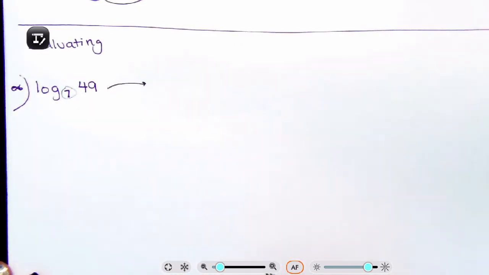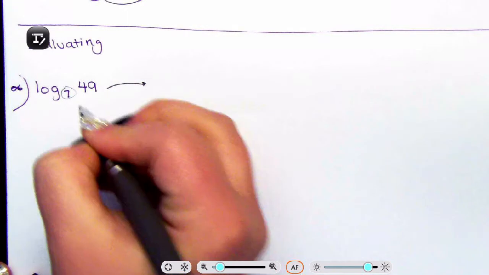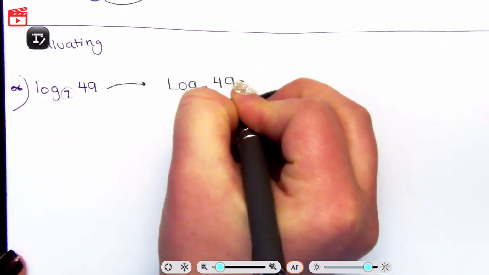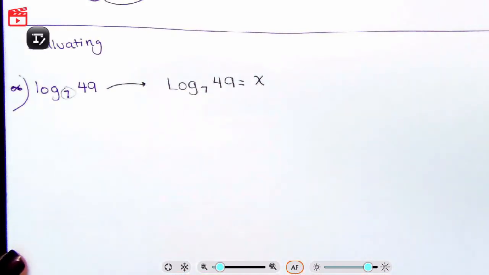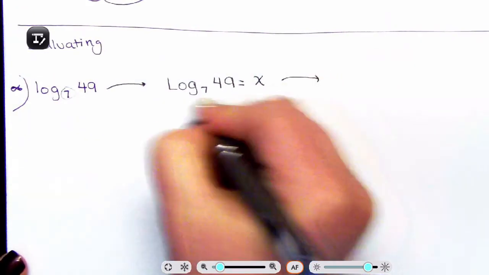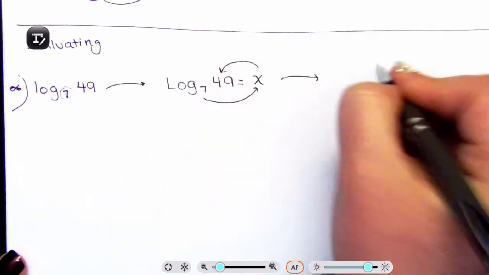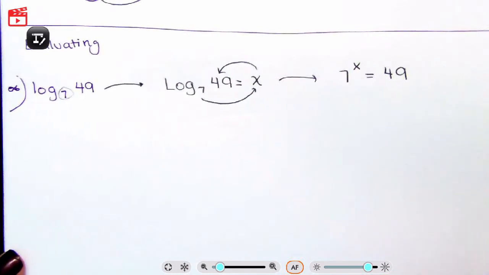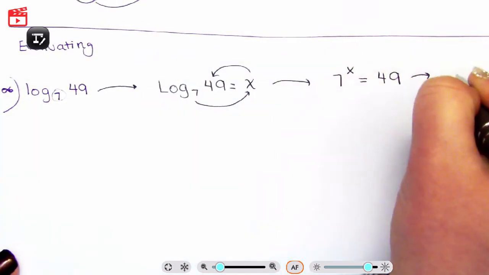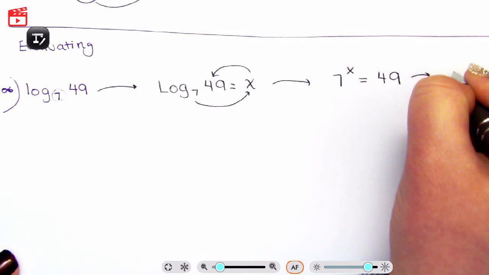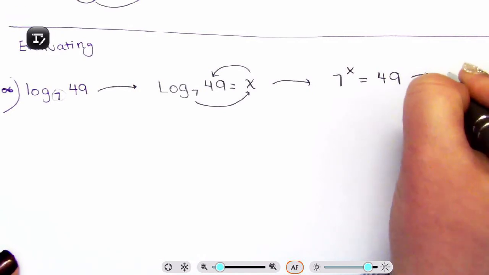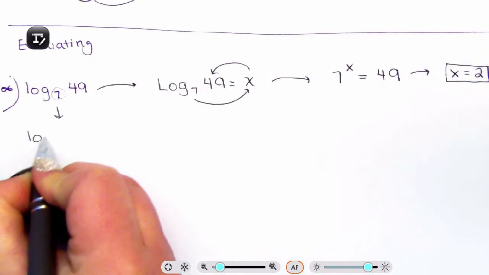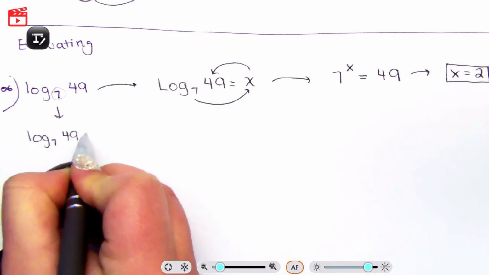Just evaluate it by hand. Rewrite this in exponential form. So we're going to say log base 7 of 49 is equal to something. We don't know what that is. We want to evaluate it. Let's do counterclockwise. So that means 7 to what power is equal to 49? Well, 7 squared is 49. So that means your x value is 2. Or you can say that means log base 7 of 49 is equal to 2.